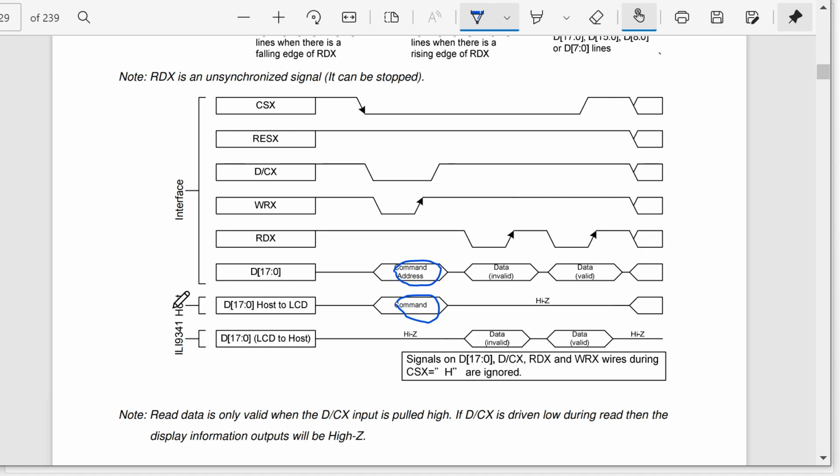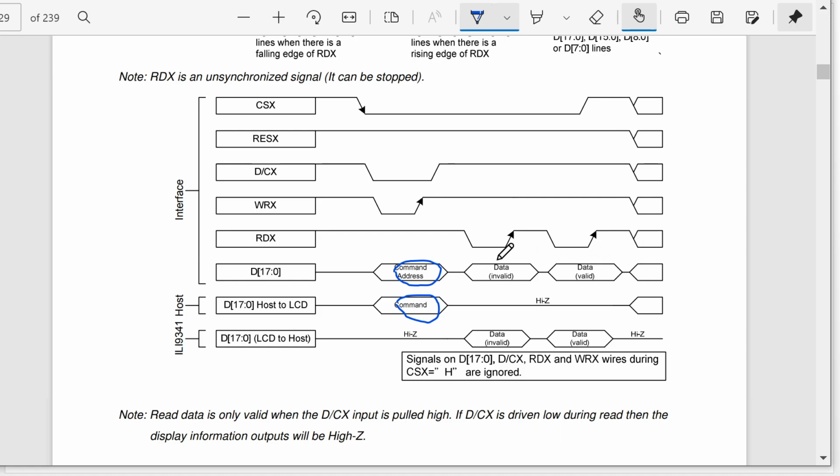And it's the host to write it. It's the MCU or FPGA send out the data, send out the register address. Okay, it's command. So here, since we are sending out, this is the write. This is the write processing. FPGA or MCU will write the register into the LCD first, and then we will generate the clock on the read signal.